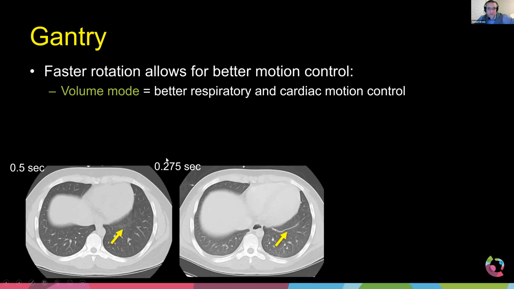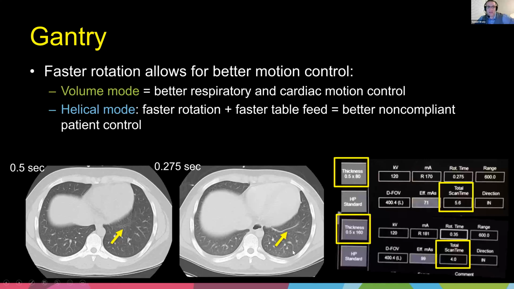And here we imaged a different patient at 0.275, so a little faster. And here you can visualize this vessel very good and clean. So what is this? This is simply freezing motion by imaging faster.